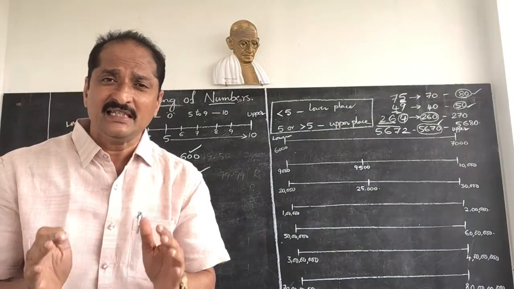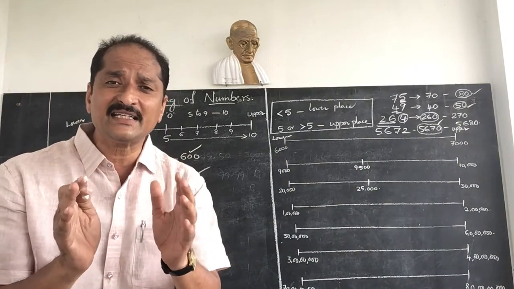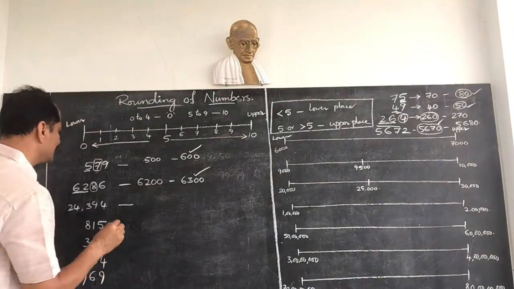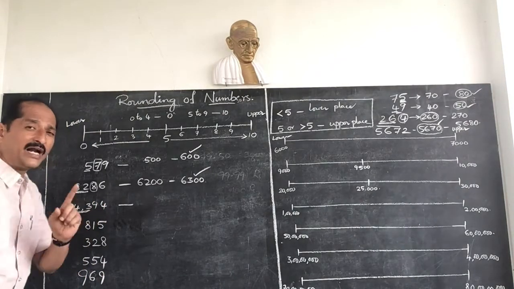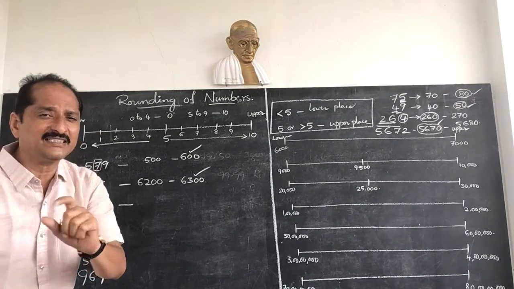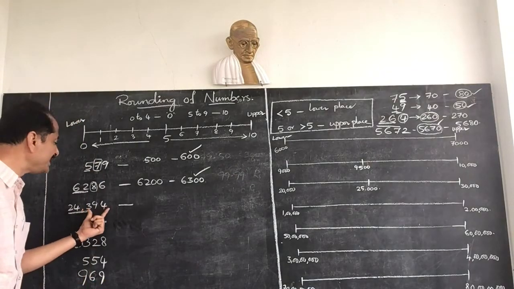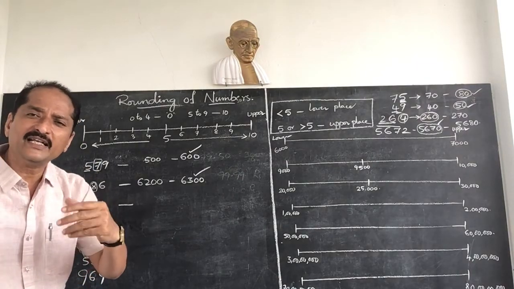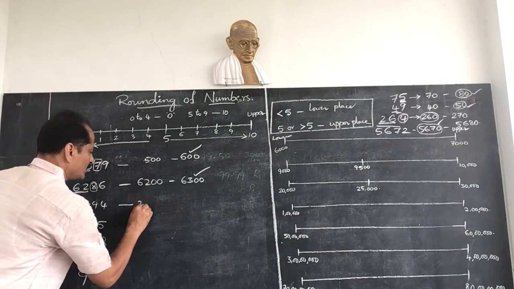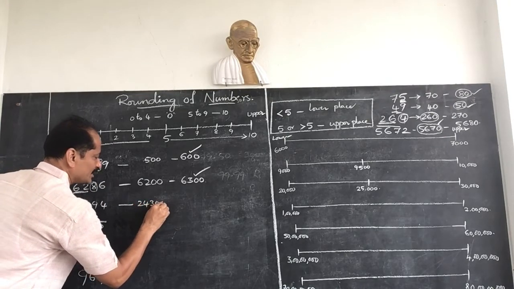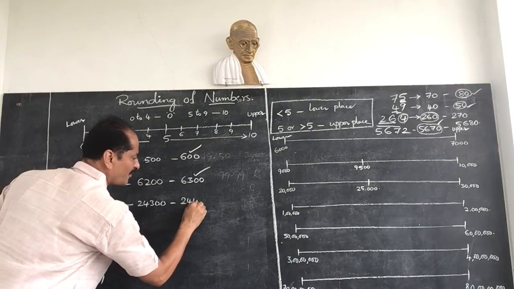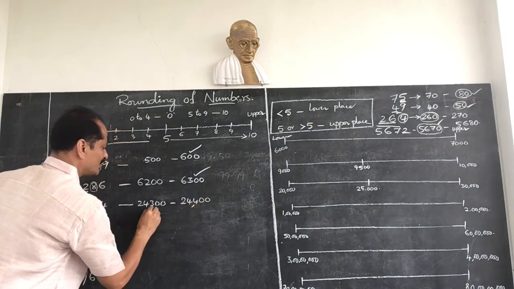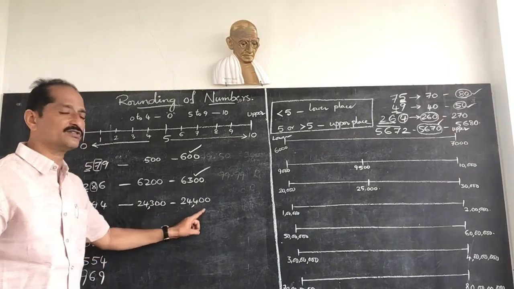24,394. That means how many hundreds are there in this number? Observe carefully. Ones, tens, hundreds. That means 243 hundreds are there. So this number is in between 243 hundreds and 244 hundreds, that means 24,300 and 24,400.